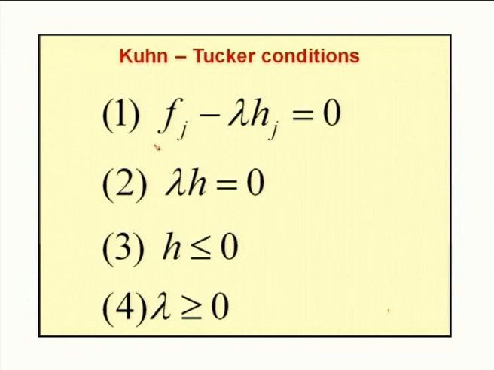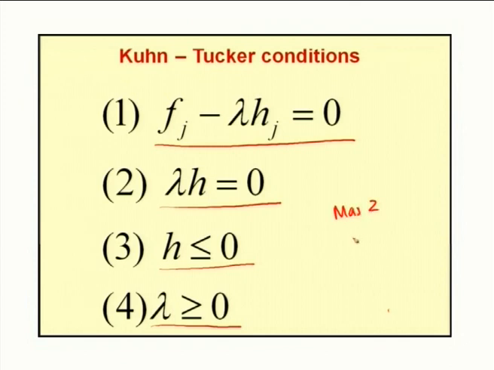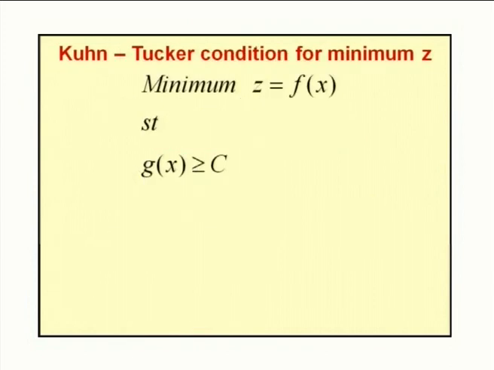These four conditions are called Kuhn-Tucker conditions. Now, the Kuhn-Tucker condition is f_j minus lambda h_j equal to 0, lambda h equal to 0, h less than or equal to 0, and lambda greater than or equal to 0. This is the Kuhn-Tucker condition for a nonlinear programming problem in which the objective function is maximum z and the set of constraint is h less than or equal to 0. Now, in a similar manner, we can obtain the Kuhn-Tucker condition for a nonlinear programming problem in which the objective function is minimum and subject to the constraint g of x greater than or equal to 0.